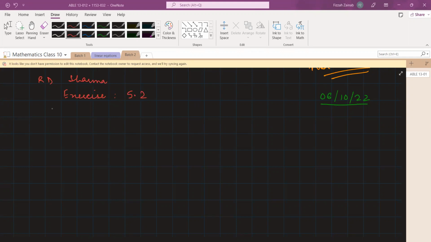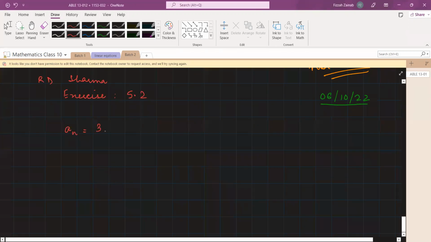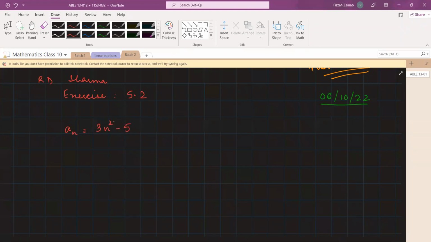See, there's a question that says show that a sequence defined by an equal to 3n square minus 5 is not an AP, right? In my book, it's question number 4. That might be different in yours. So as I told you, you have to show that the common difference is independent of n. So this is your an. Now what is your an plus 1? You write 3 into, in place of n, n plus 1 whole square minus 5, right?